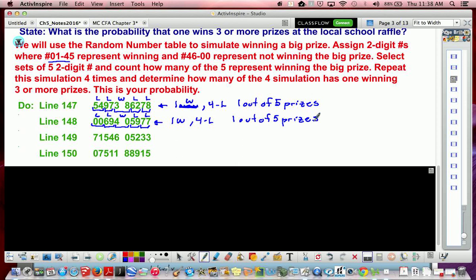So I do it again. Thank goodness I only asked you to do it 4 times instead of 400. That'd be neat. So let's see, 71, nope. 54, nope. 60, nope. Man, 52, nope. 33, oh, at least I won that one. So that's 1 win. Again, 4 losses. That seems to be the theme here. 1 out of 5.